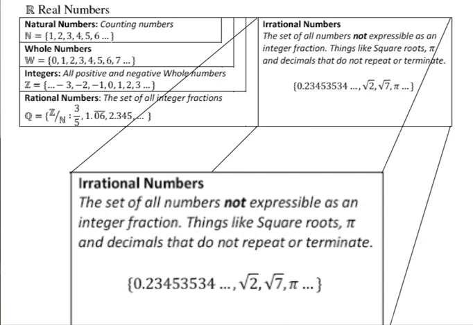Now, the irrational numbers is a separate set. This is the set of all numbers that are not expressible as an integer fraction. Things like square roots, pi, and decimals that do not repeat or terminate.